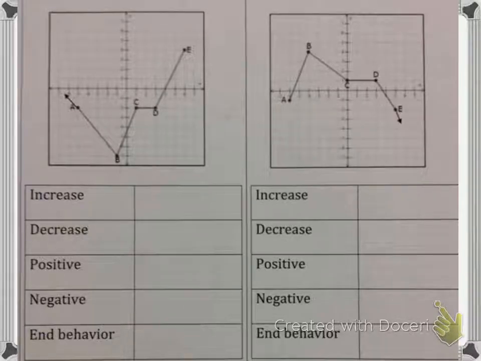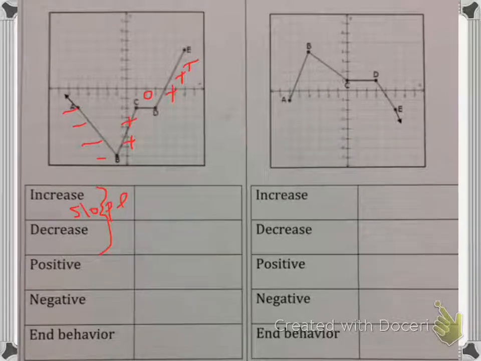Okay, so let's see if we can do all of these things on some of these graphs. So the very first thing we're going to do is increase and decrease. If you remember, increase and decrease have to do with slope. So I'm going to mark the slope on the graph. So this is a negative slope, negative, negative, negative. It changes to positive here. It's constant there, and then it's positive here.